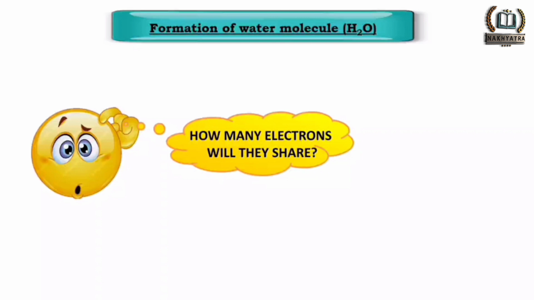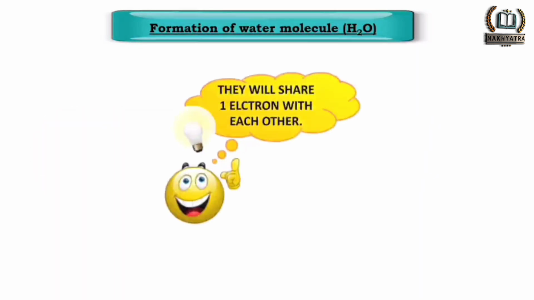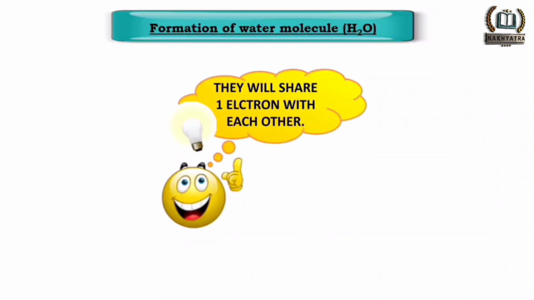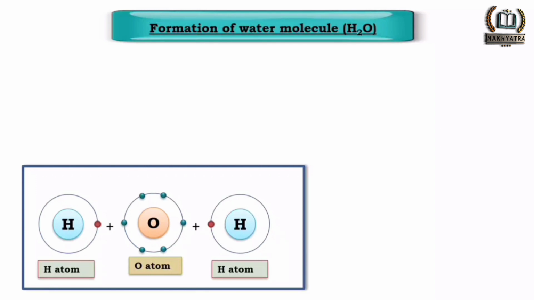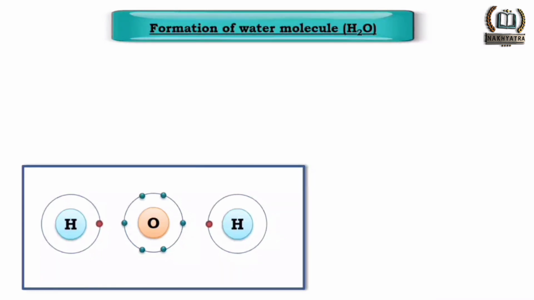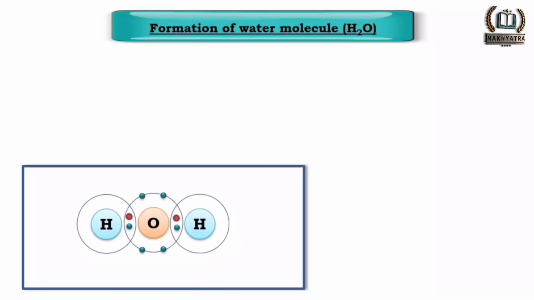How many electrons will they share? Can you tell me? So they will share 1 electron with each other. Alright. Now see here, since the valency of oxygen is 2, it needs 2 hydrogen atoms to form the water molecule. Alright, can you see it? So this is the formation of water molecule H2O.